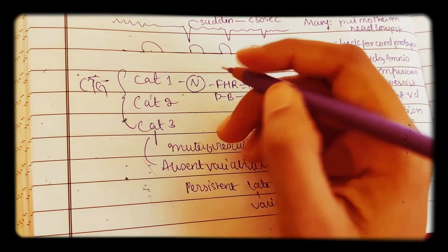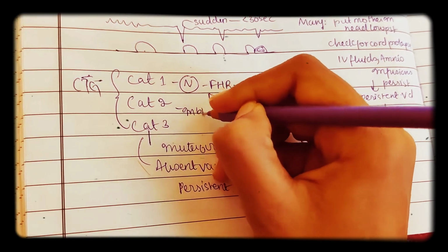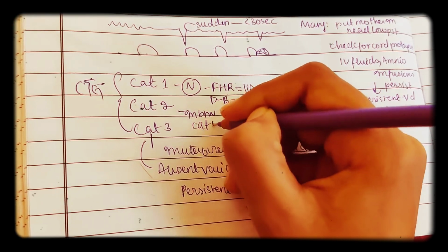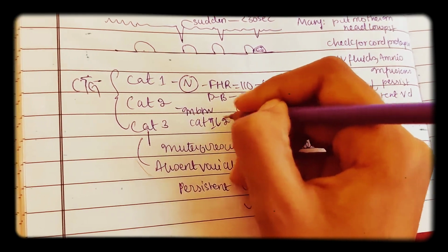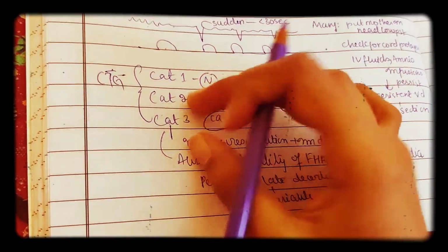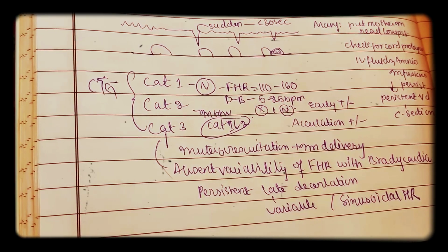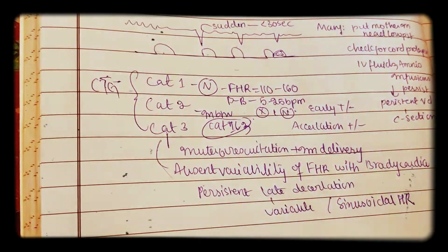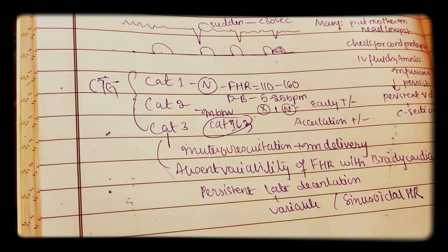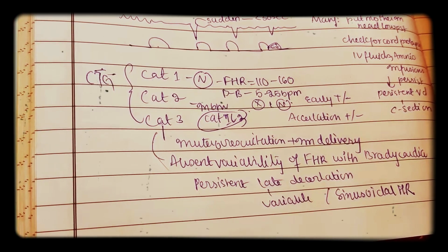Then what is category 2? It is in between category 1 and 3. Okay, that's it. So in between 1 and 3 will be category 2. Okay, so finally let us discuss about biophysical score.